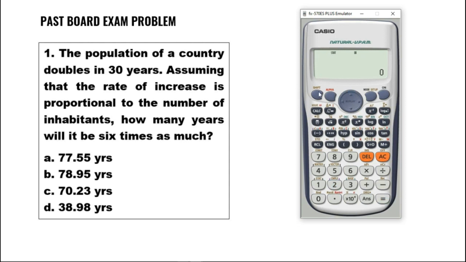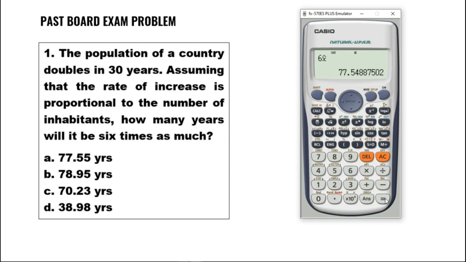So, we have here shift stat. Shift stat then regression ulit. Then, hinanap natin dito, how many years will it be 6 times as much? Therefore, years ang hinahanap, time is x. So, this is 4. Now, input natin here, 6 times as much, so 6.